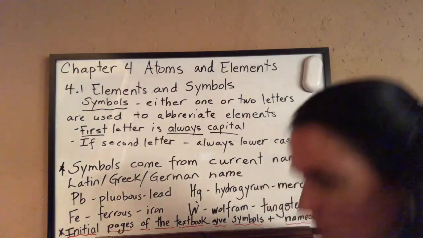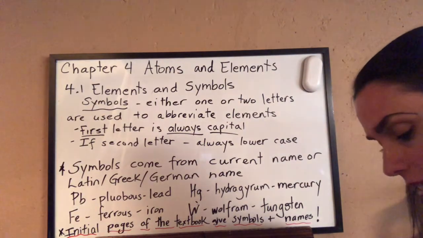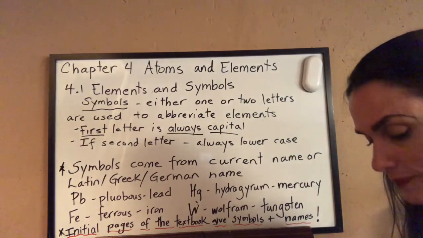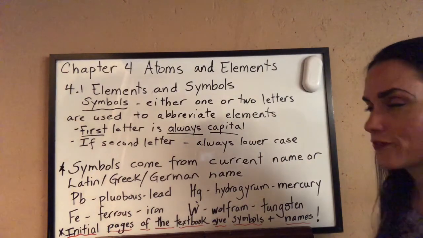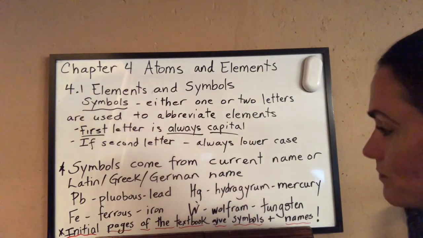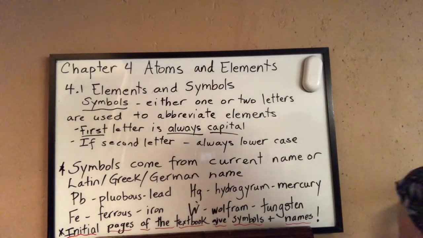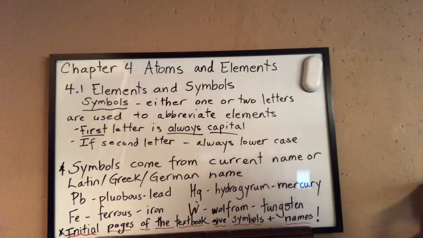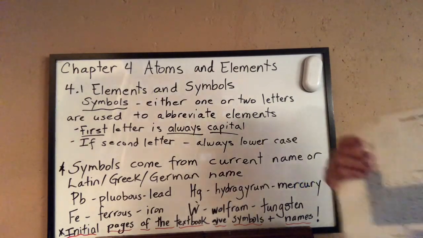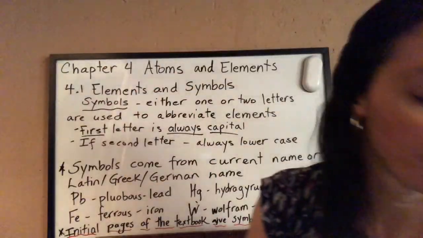Na is for sodium, comes from the Latin natrium. Okay. Gold is Au from aurum. Ag is silver from argentum. And I could go on and on about where some of these origins come from. The initial pages of the textbook, as I already said, give you a periodic table, and right across from it you have the names and symbols of all the elements opposite that, okay?